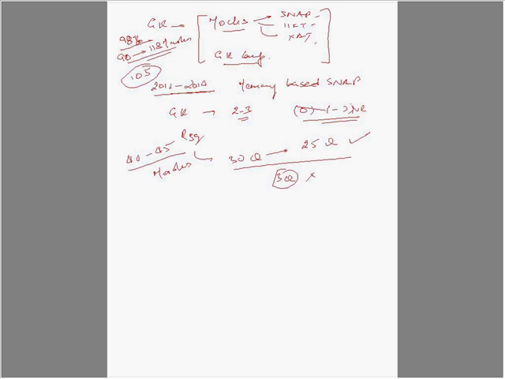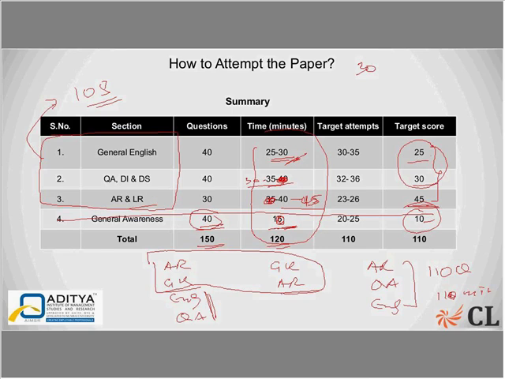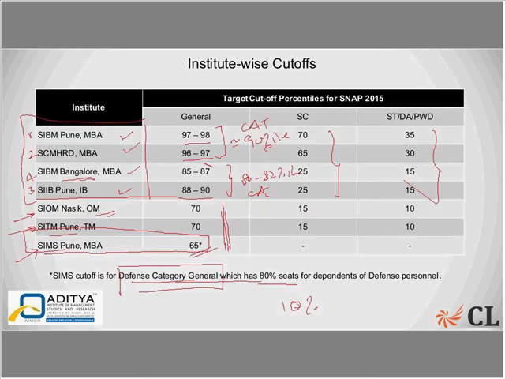What would be the score range for SIIB? Okay. There is a marks 88 to 90 percentile. Typically 90 to 95 marks should be more than enough.